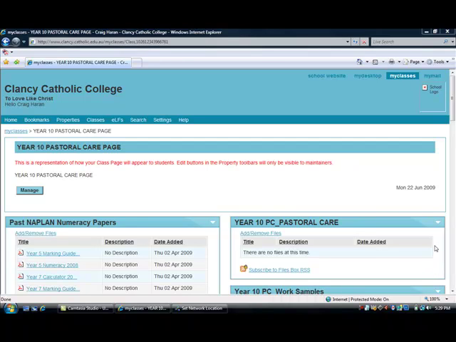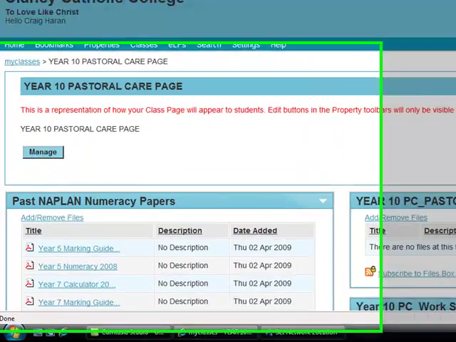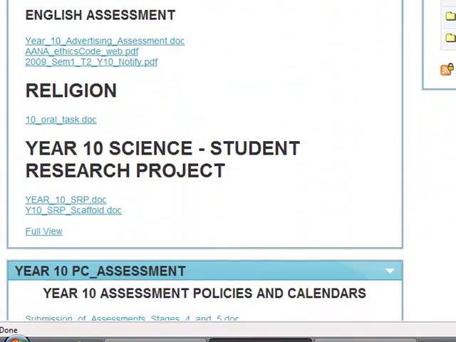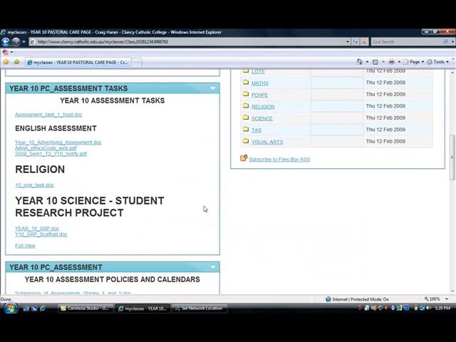Okay, so when you get to your Year 10 pastoral care page, you just need to go down to the section where the assessment tasks are. You'll see down in this section right here we've got the Year 10 SRP.doc. So I'll open it up now.